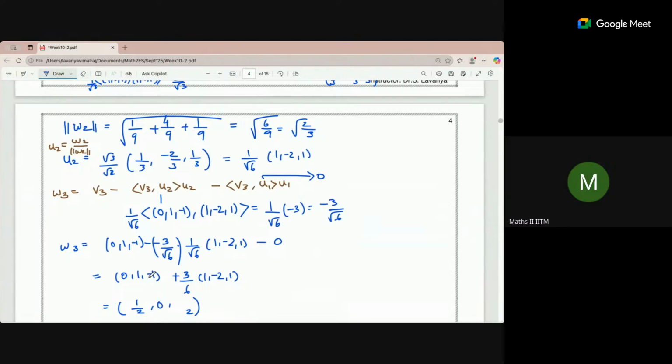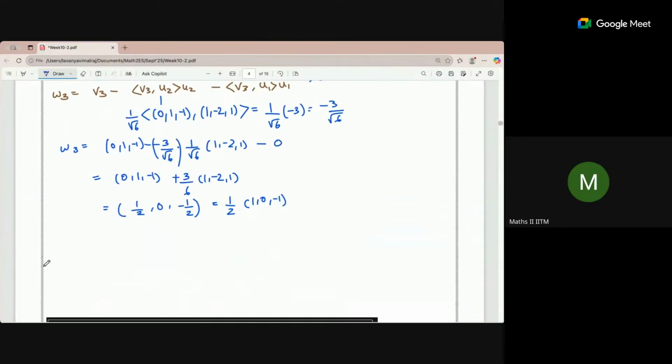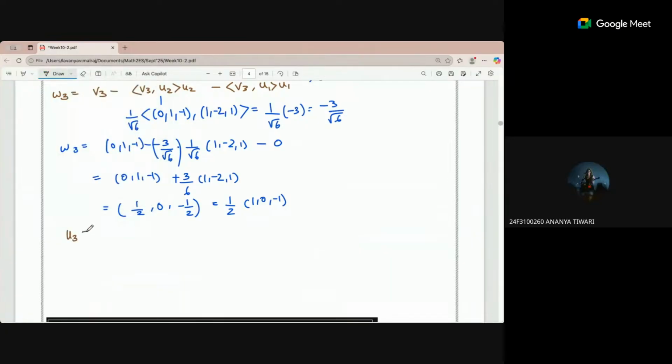And then this is minus 1, and then here plus 1 by 2, so minus 1 by 2. So 1 by 2 times of 1, 0, minus 1. So now this is just W3. Now how do you compute U3? What is the formula for U3? W3 divided by norm W3.